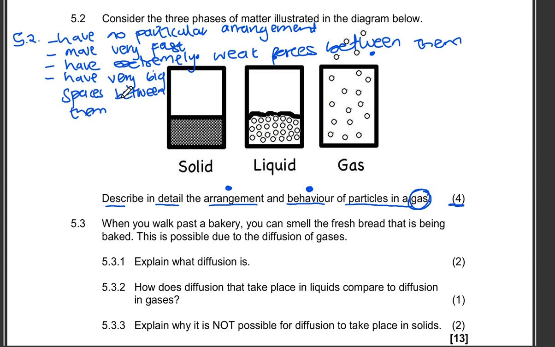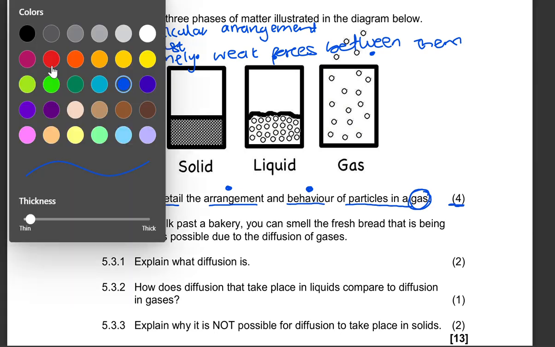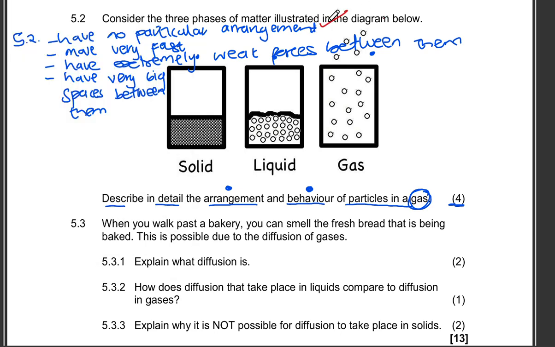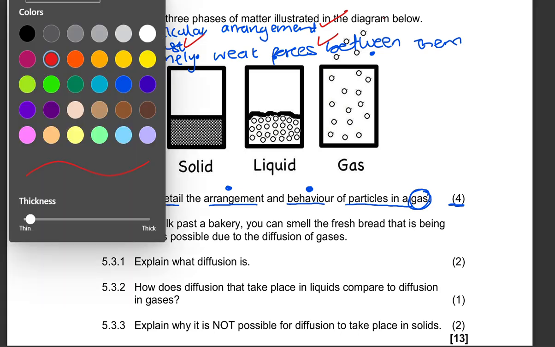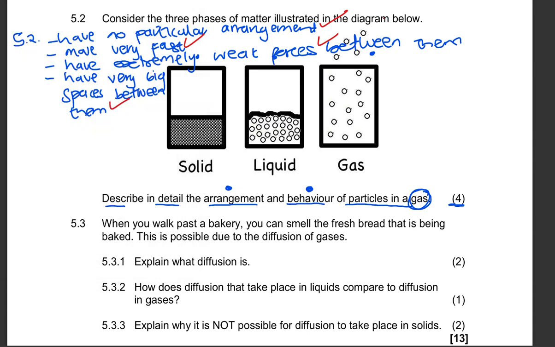I think we are getting our 4 marks. For each statement, we should be getting a mark. They have no particular arrangement. They move very fast. They have extremely weak forces between them, and they have big spaces. So we've spoken about the arrangement and also the behavior. I think we do get full 4 marks. All right. Remember, guys, you can pause the video, copy down the answers, or you can even pause the video, write down your answers before I mention my answers so that you can compare.